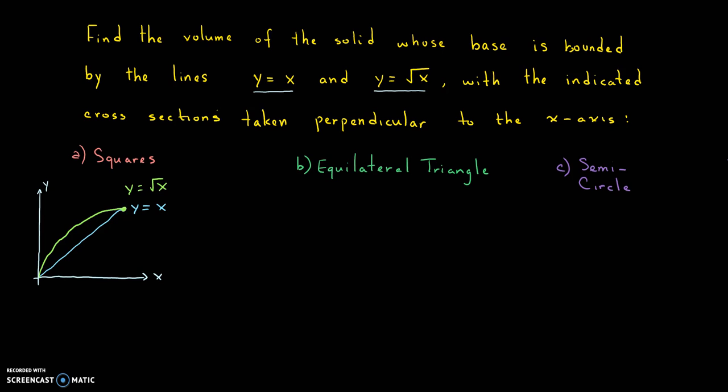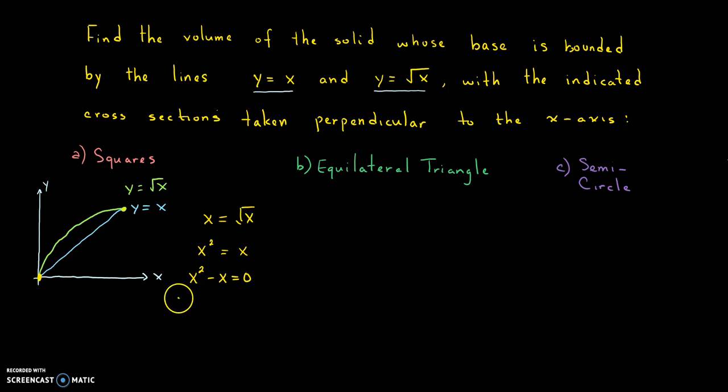What I would like to do first, before I even begin the problem, is figure out where they meet, and figure out what my limits are. The way I'm going to do that is set these two functions equal to each other. So x equals the square root of x. If I square both sides, I get x squared equals x. I'm going to move the x on the right side over, so then I have x squared minus x equals 0.